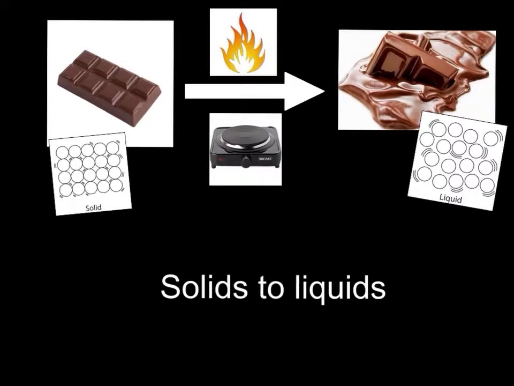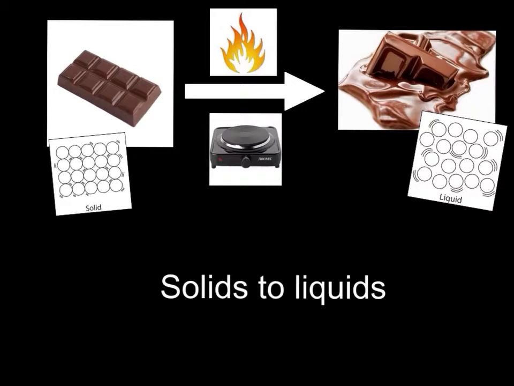Well, the particles in a solid are packed tightly together. They can barely move. The illustration below the solid chocolate bar represents particles inside the chocolate bar that we cannot see with our naked eye. So, the reason the chocolate bar is a solid is because the particles are packed tightly together, as seen in the picture. As heat is added to the chocolate bar, the molecules get excited and begin to move around.